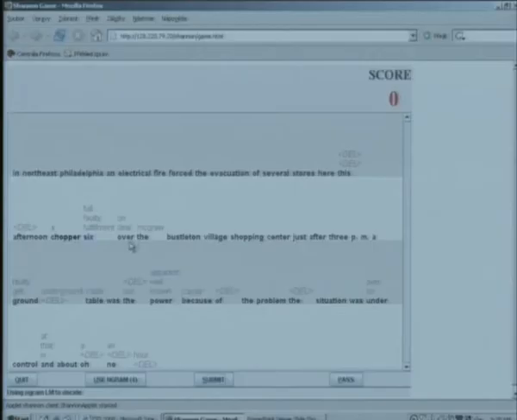Chopper 6 over the Busselton Village shopping center just after 3 p.m. Period. Faulty underground cable was the apparent cause of the problem. The situation was under control, and I don't know. In about an hour. So this is what you would do, for instance.